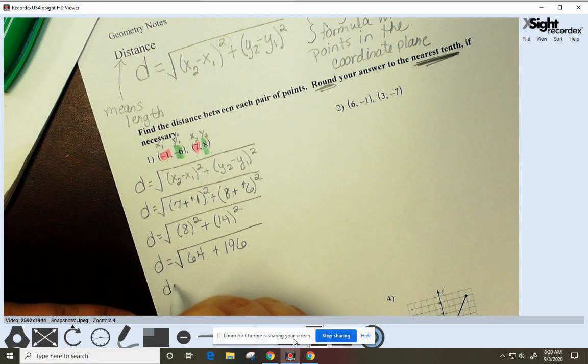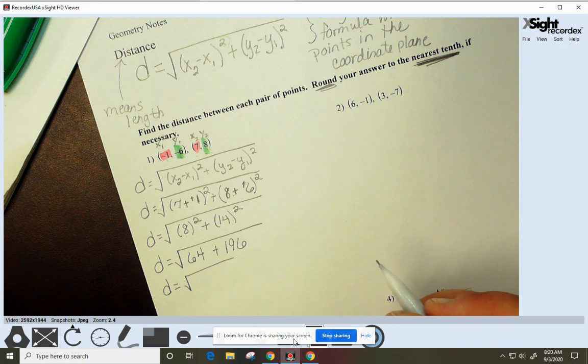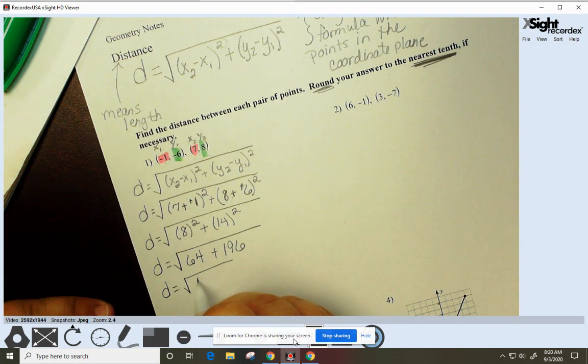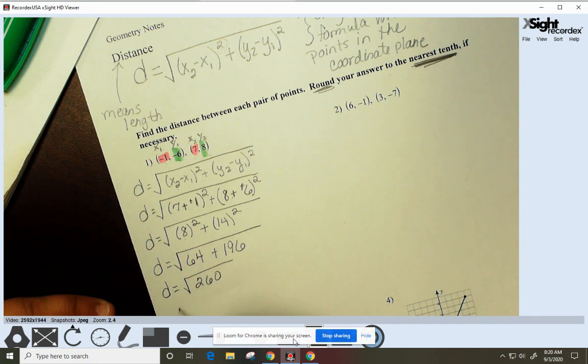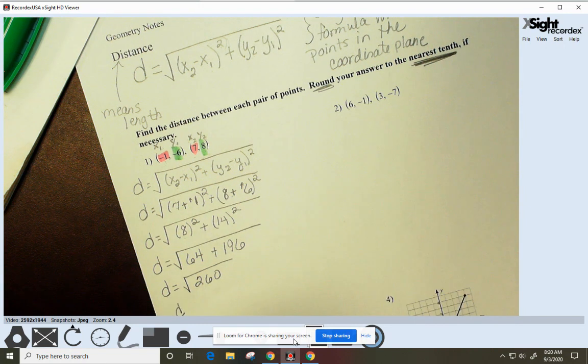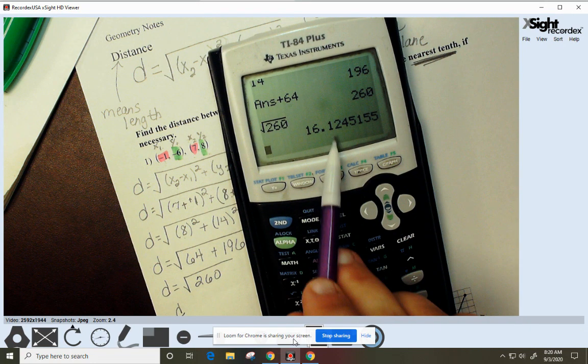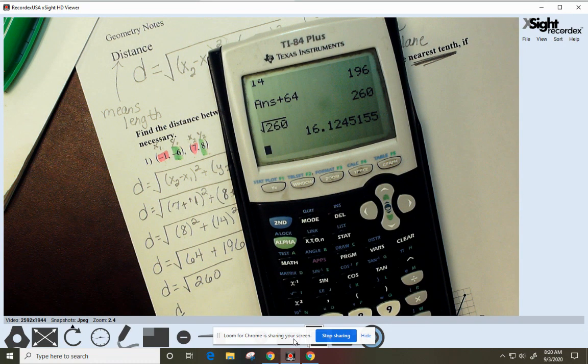So my distance is going to be the square root of my 196 plus that 64, which is going to be 260. So now then I'm going to take the square root of my 260, and it comes out, let's see if you can see this, I'm thinking, to 16.124. So it is not a perfect square root.